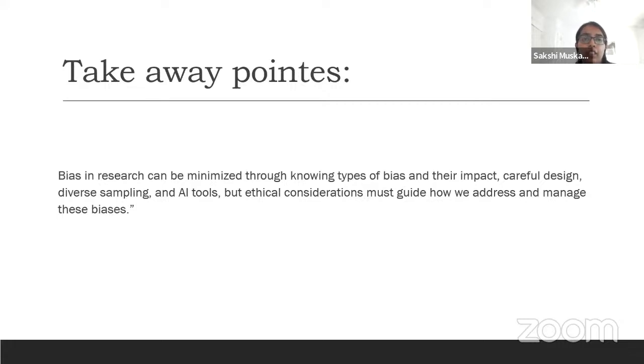So some of the takeaway points. Bias in research can be minimized by knowing the different types of bias and their impact, with careful design, diversifying the sampling, and using correct AI tools, but also considering the ethical part of it. This all will help us to guide how to address and manage all the biases that we encounter in today's research field.